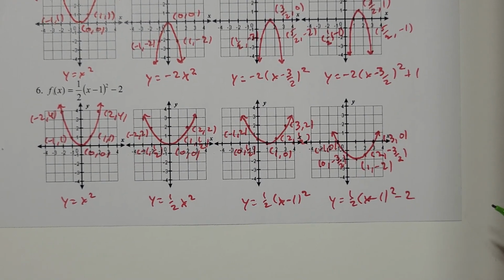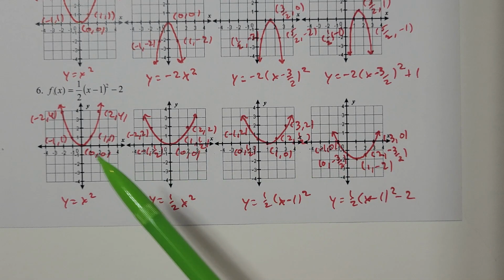Okay, try problem 6 here next. So in problem 6, we have the function f of x equals 1/2 times x minus 1 squared minus 2. Okay, so the first graph is y equals x squared.